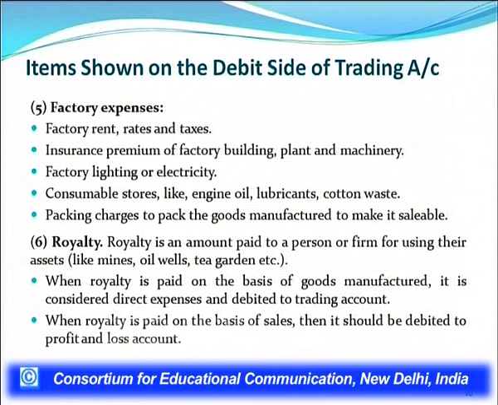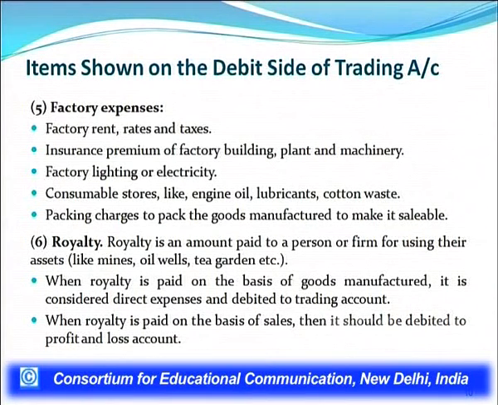Then factory lighting and electricity. The factory needs lighting and electricity. So, this is also a part. Then consumable stores. Consumable stores in a factory may be engine oil, lubricant oil, cotton waste, and spare parts which are consumable in the machinery.